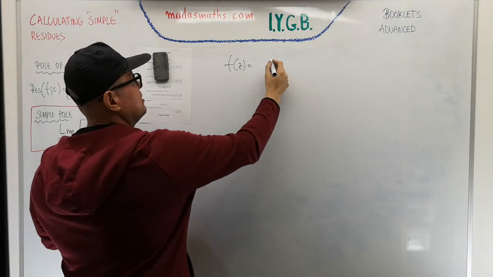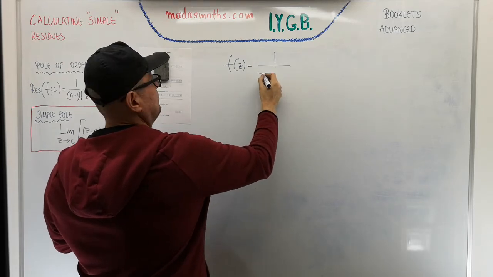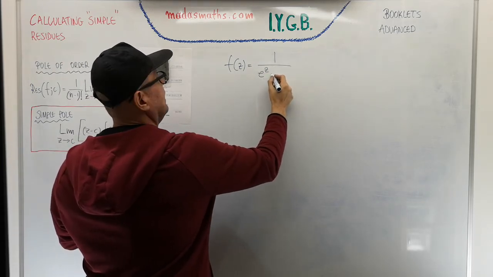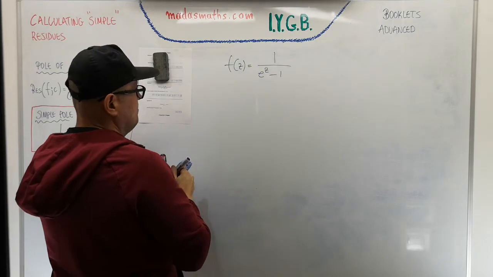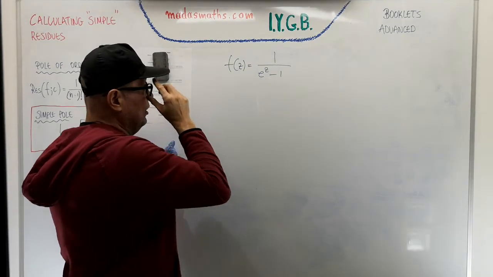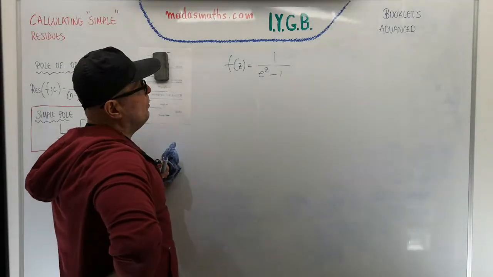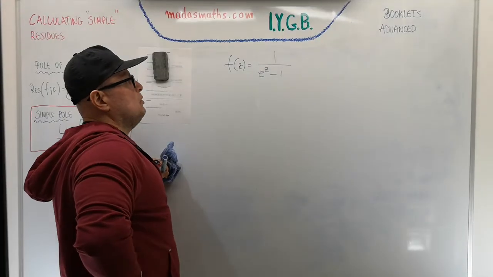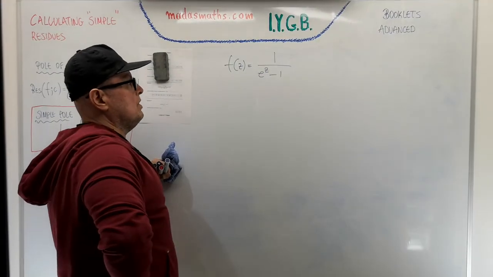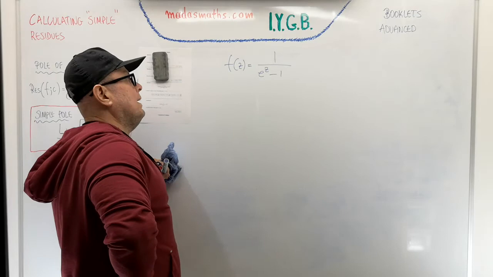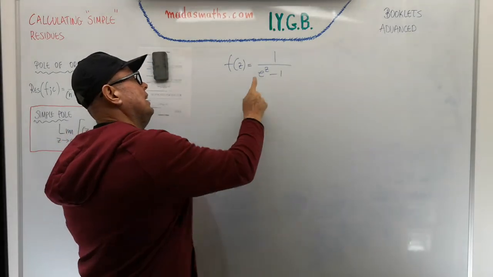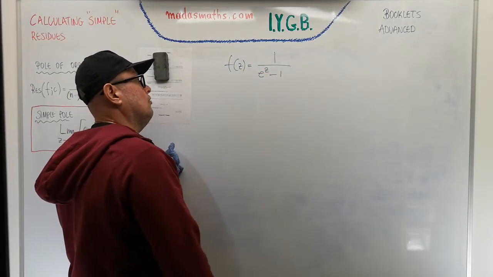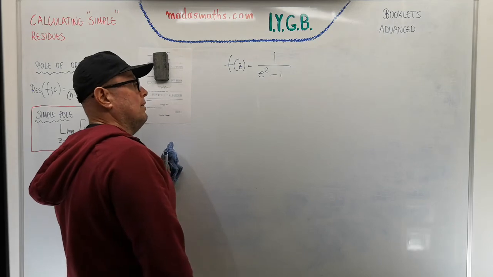f of z is 1 over e to the z minus 1. It's a little bit unusual, this one, how we're going to do it. What kind of pole is this? e to the z minus 1 becomes 0 quite clearly by inspection if z is equal to 0. So it's got a simple pole at the origin by the looks of things.